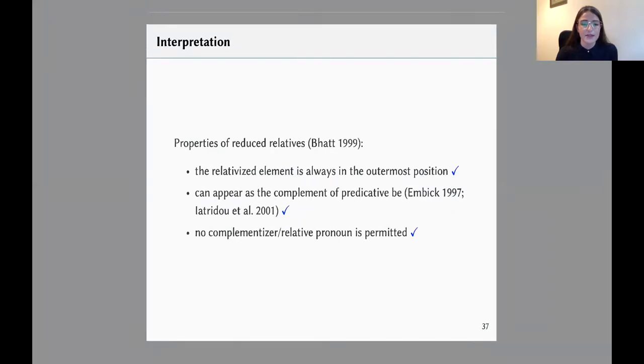So I think this is the right approach for handling the Washoe cases because the properties of reduced relatives that have been established in the literature also hold of the Washoe case. So for example, one property is that the relativized element is always in the outermost position, which we know is true in Washoe because they're always subject nominals. Additionally, they can appear as the complement of predicative be. And then finally, no complementizer or relative pronoun is permitted. So while you get a type of relative-ish meaning, it's not the case that you have a full type A-bar relative clause structure.